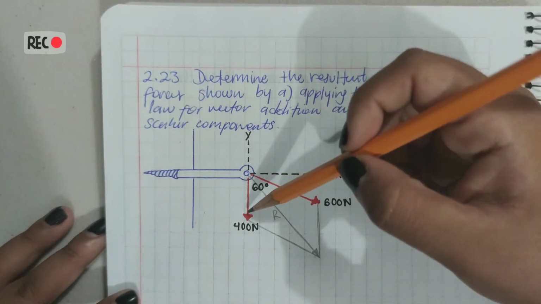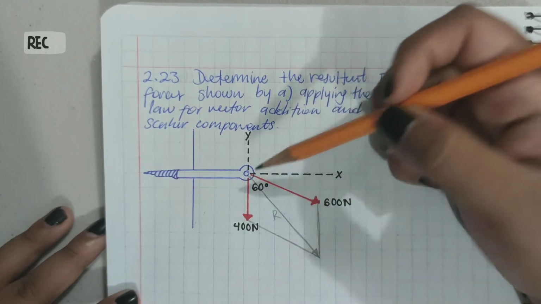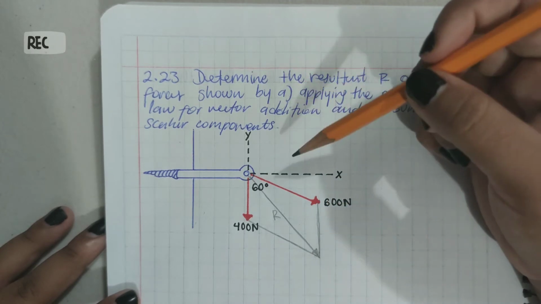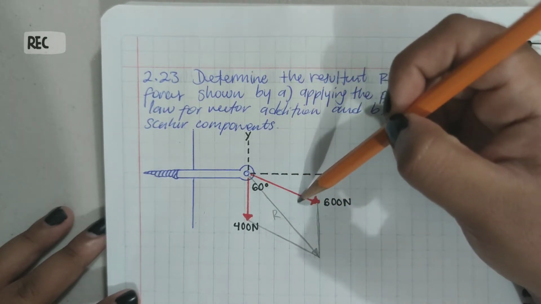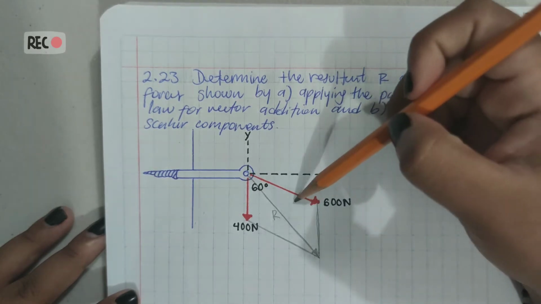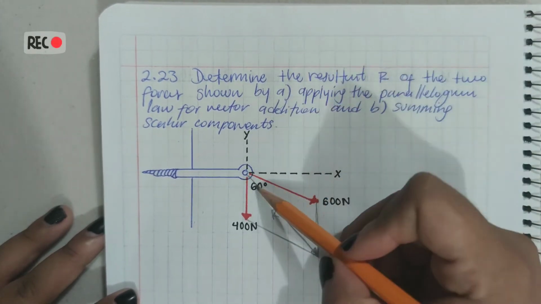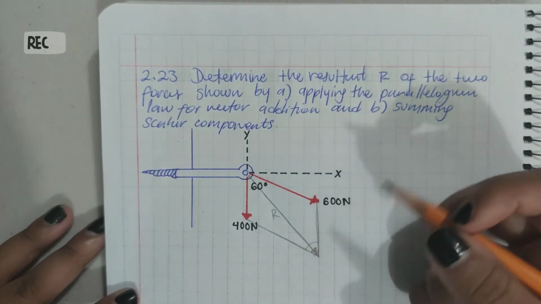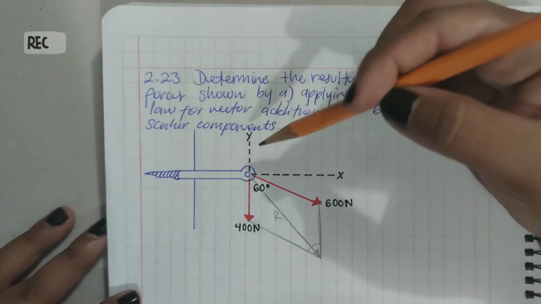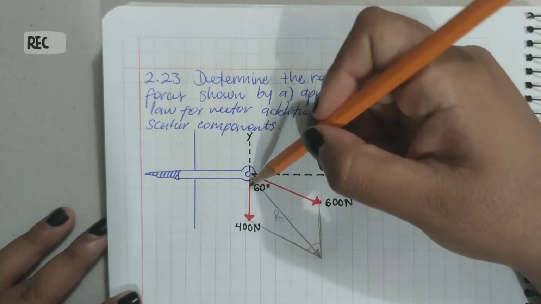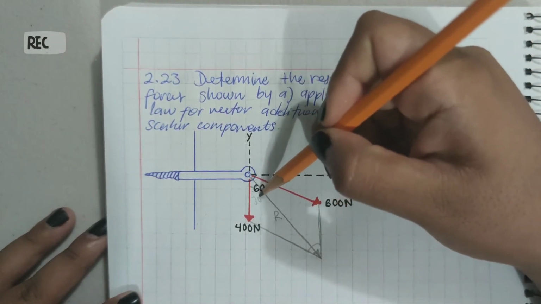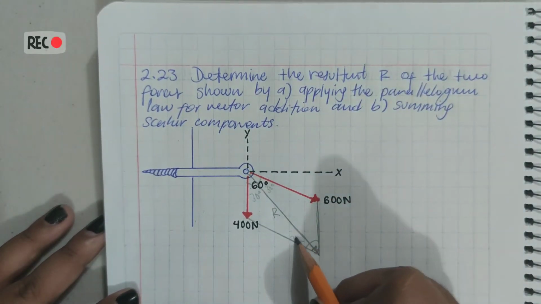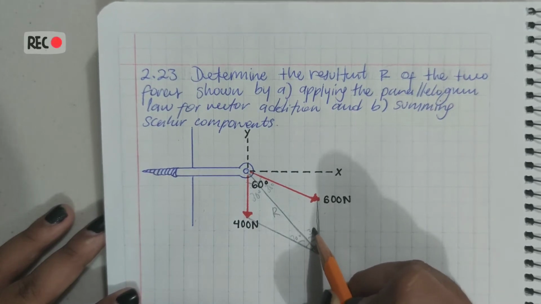Since the sides of this triangle are equal to the sides of this triangle, we know that these two triangles are equal to each other, and this angle here is equal to this angle here, and therefore this is equal to 30 degrees and this is equal to 30 degrees, same just like here, 30 degrees and 30 degrees.